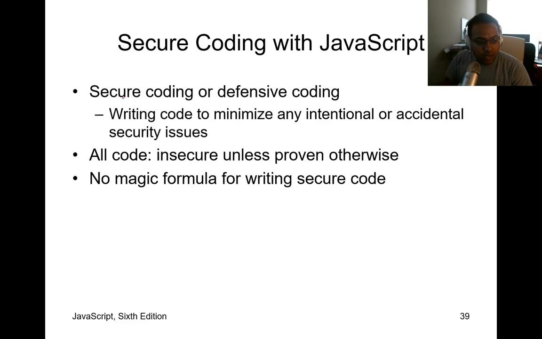So I'm just going to cross that out. Defensive coding is writing code to minimize any intentional or accidental security issues. And that is literally it. All code is insecure unless proven otherwise. I guess that's a true statement. There's no magic formula for writing secure code. This is why I don't like that phrase, because it can be manipulated to mean anything.